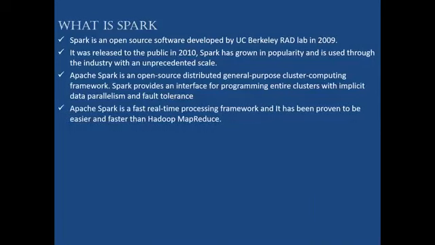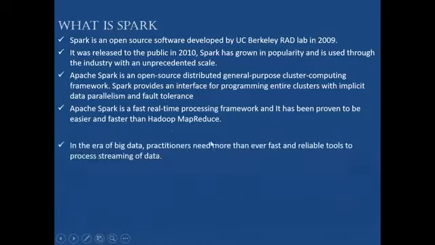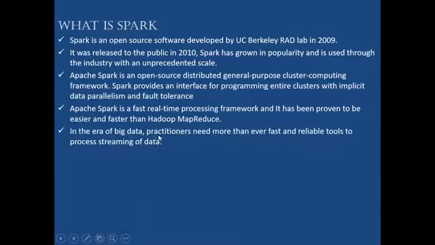Apache Spark is a fast real-time processing framework, and it has been proven to be easier and faster than Hadoop MapReduce. Why is it faster? Because it processes data in memory. That's why it is faster. In the area of big data, practitioners need, more than ever, fast and reliable tools to process streaming data.